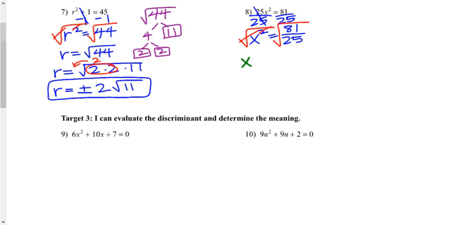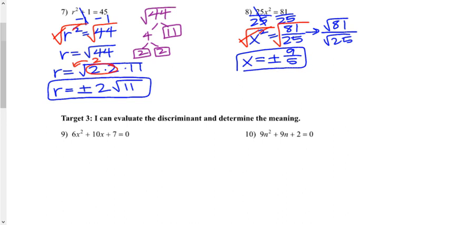So I'm left with x, but then on the right, I get 9 over 5. And then don't forget that plus or minus, because I just took the square root of 81 over the square root of 25. These are the same thing, just written differently. So here's my answer for that one.